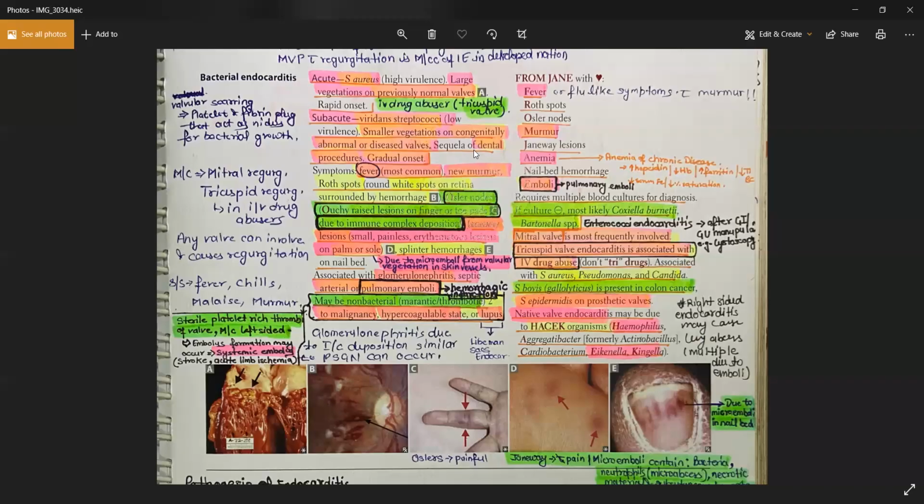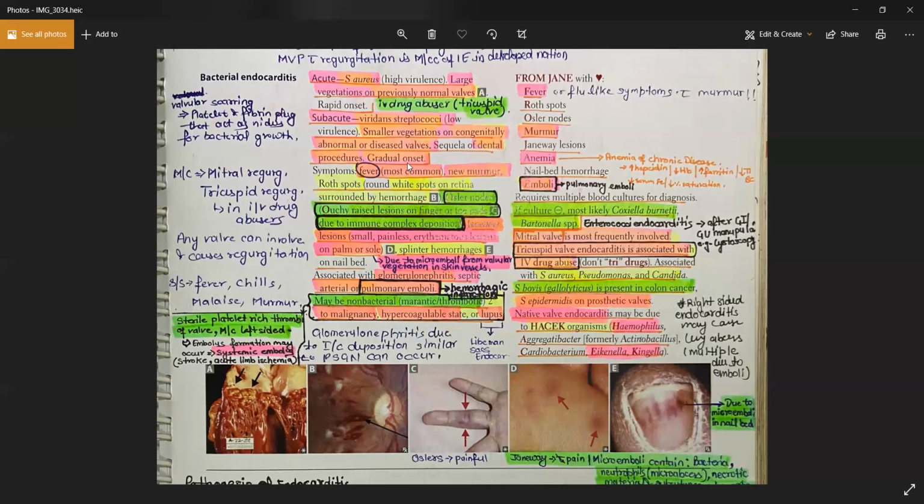Just after dental procedures, 7 or 10 or 20 days later, the patient will be in the emergency department with fever, a prolonged fever. And when you examine the heart, you will find a murmur. So that's how you immediately know that this could be a case of Streptococcus viridans endocarditis. Fever is the most common symptom, and second most common is a new murmur.